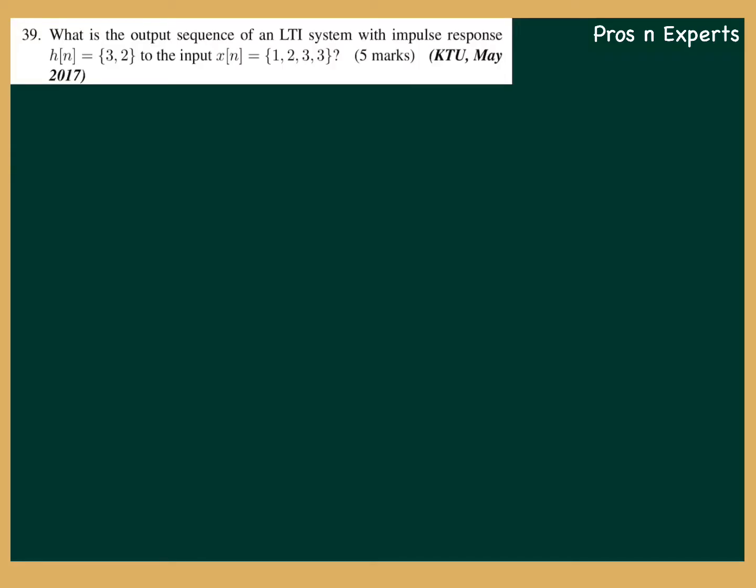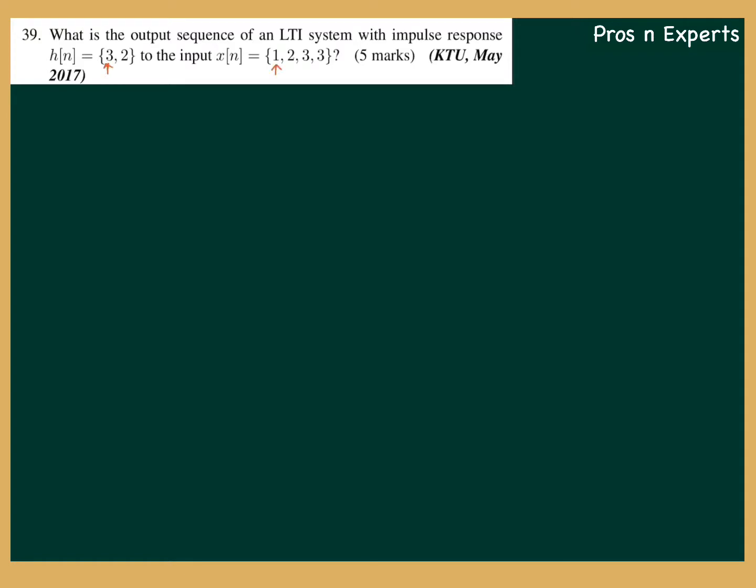Alright, let's work out the next question. What is the output sequence of an LTI system with impulse response h of n equal to the sequence 3, 2, to the input x of n equal to the sequence 1, 2, 3, 3? There is no indication of where the sample at n equal to 0 is, so by default we can take the first sample as n equal to 0.